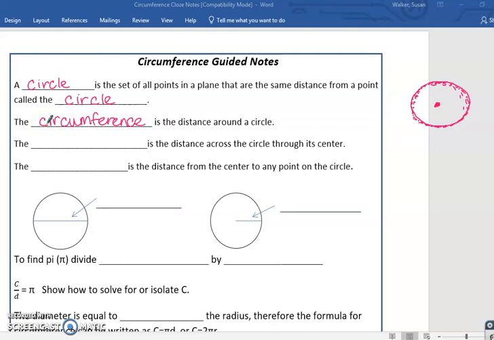Okay, now we have two important words here that we need to make sure we know. One of them is diameter. Diameter is your distance across the circle through the center. Okay. All the way across. We call it the diameter.